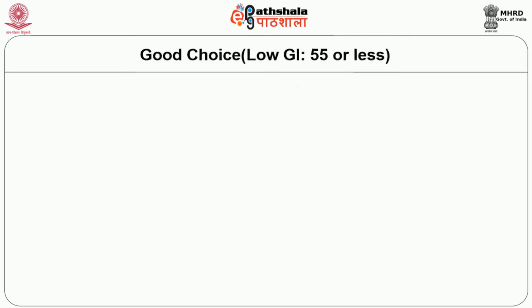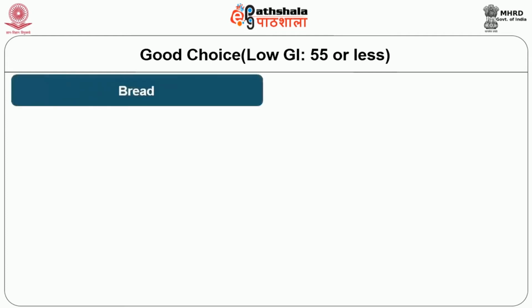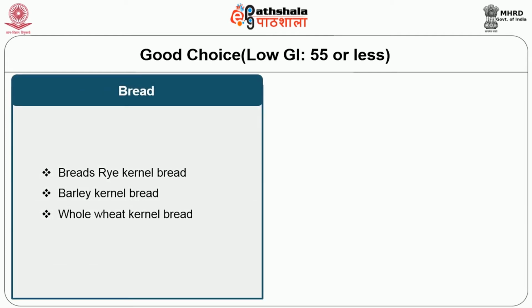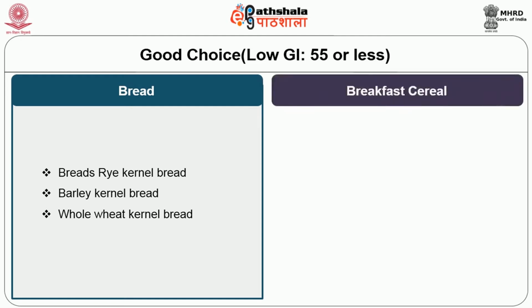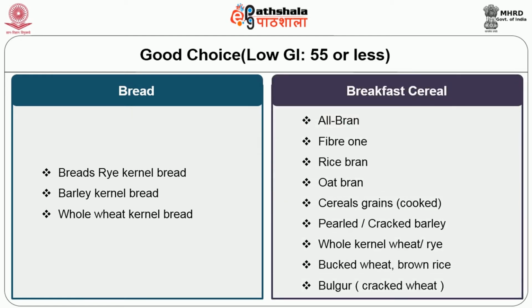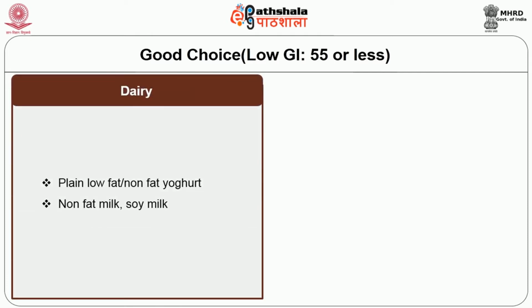Now, next, when we look into examples of foods with low glycemic index, that is 55 or less, these commonly include breads made of rye, wheat, barley, and breakfast cereals like all bran, fiber rich cereals, oat bran, rice bran, and cooked cereal grains, whole wheat kernels, buckwheat, brown rice, semolina. Among dairy products, non-fat yogurts, plain low fat or non-fat milk, and soya milk are all low glycemic foods.